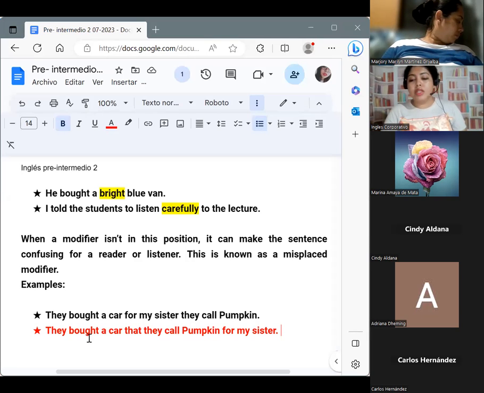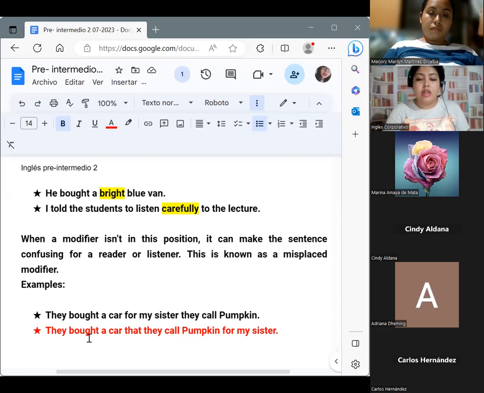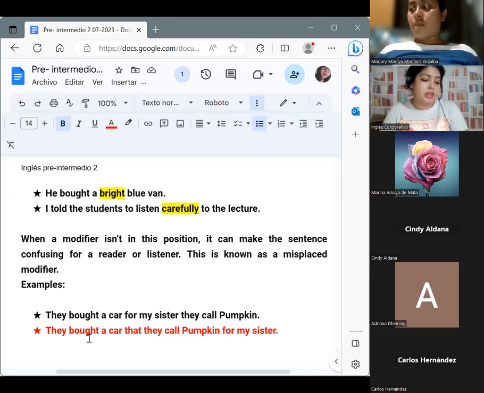Now, we are going to see two different types of modifiers. Vamos a ver dos tipos de modificadores. They have very specific nouns. And obviously, they have, how can we say, very specific details related to this type of modifiers.